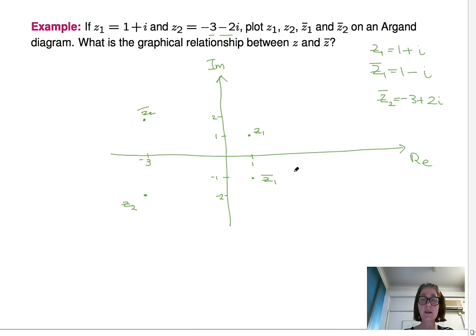So the effect that this has geometrically is to reflect the complex number across the real axis. So the real part stays the same, so the distance along the real axis is the same, but it just reflects it across the real axis, so that if it was a positive imaginary part, it's a negative imaginary part now. If it started off being negative, then the conjugate is a positive imaginary part. So that's the geometric impact of the conjugate.